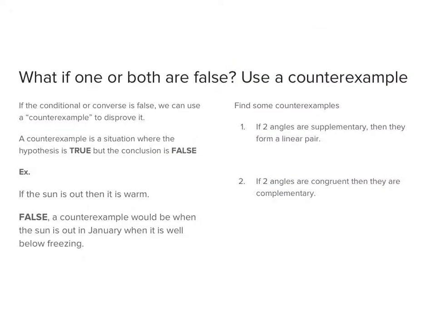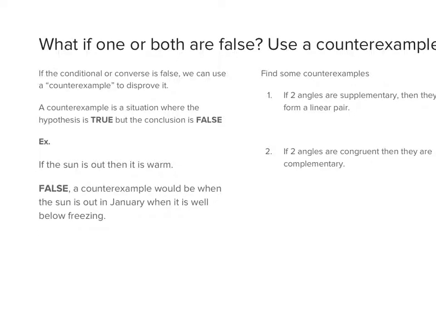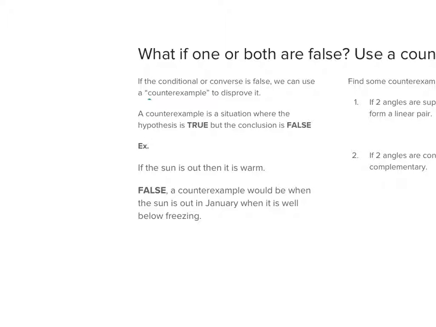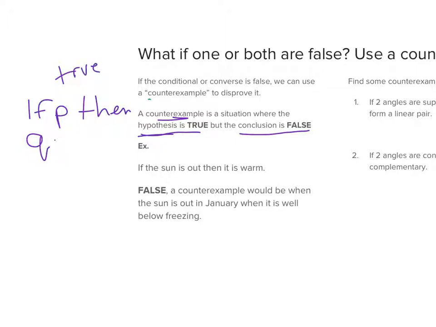So let's take a look. What if one of the ways is false or both of the ways is false? Then if that's the case, I want to use what's called a counterexample. A counterexample is a situation where the hypothesis is true, but the conclusion is false. So if I say if P, then Q, a counterexample says, well, P is still true, but I made Q false.